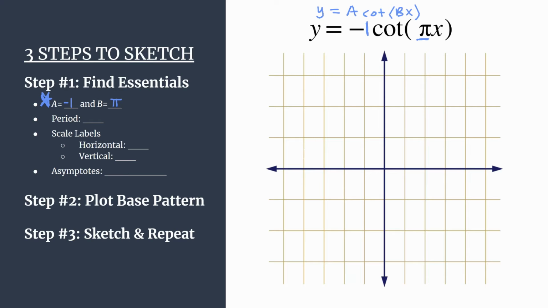B also helps us find the period. Remember, to calculate that for cotangent, use the formula pi divided by b. So we have pi divided by pi, our period is 1. And remember, period is just the length of one horizontal cycle.